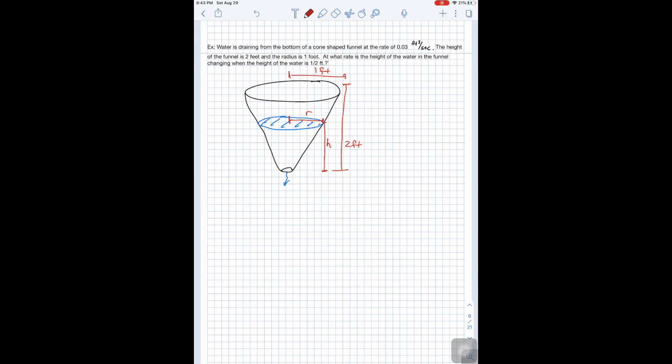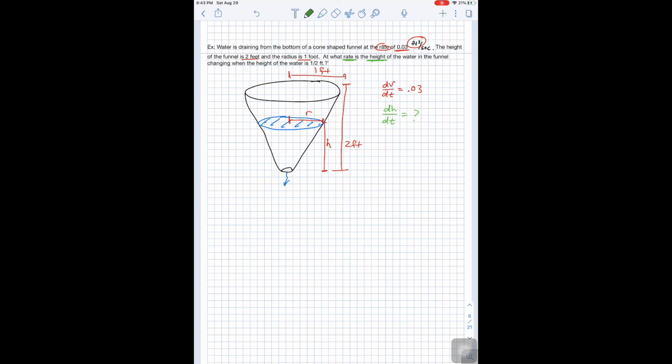Water is draining from the bottom of the cone at a rate of 0.03 feet. Look at the label, cubed per second. That is a volume rate. So dV/dt is 0.03. Okay. The height of the funnel is 2. We've got that labeled. The radius is 1. At what rate is the height of the water changing? So the question is about a rate of the height change. So dH/dt is my question.